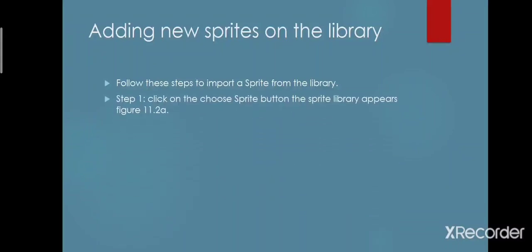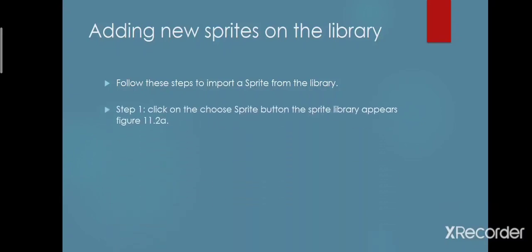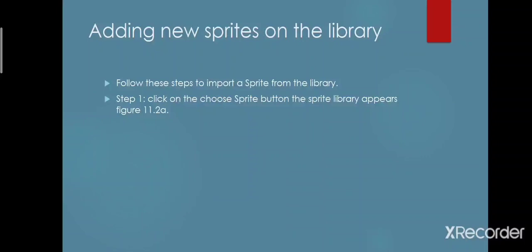Step number 1. Click on the Choose Sprite button. The sprite library appears, figure 11.2a. Step 2. Choose a new sprite from the library. So follow these steps to import a sprite from the library. What are the steps? Let's see. Step number 1. Click on the Choose Sprite button and the sprite library appears. Figure 11.2 is going to show you.